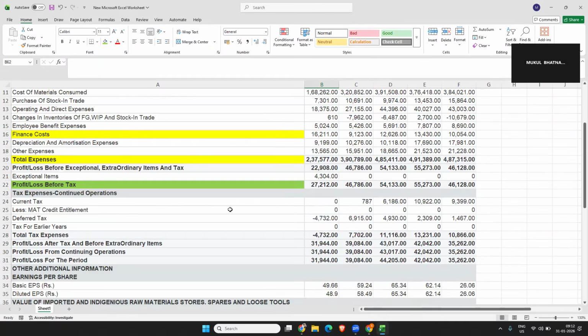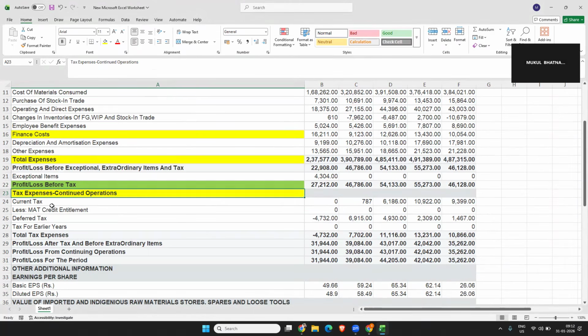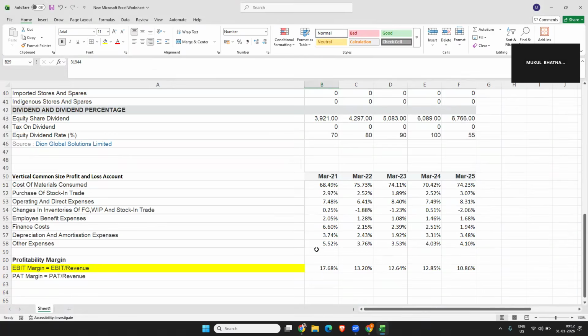So let me find profit after tax first. This is profit before tax. Once tax is subtracted, the profit that I'm having is profit after tax. So let me highlight this. This is profit and loss after tax and before extraordinary item. So profit after tax divided by revenue. So I will apply the formula.